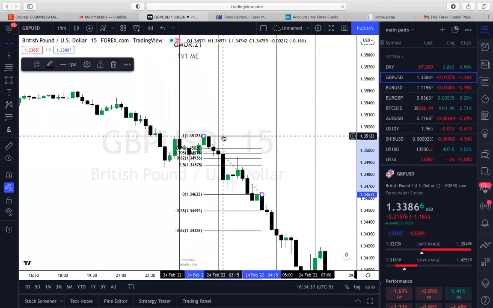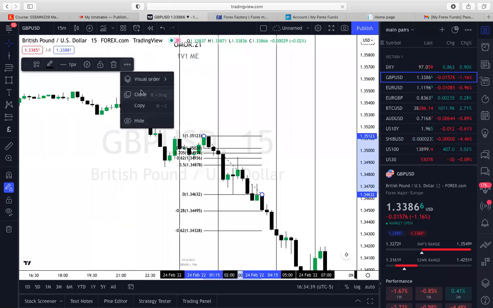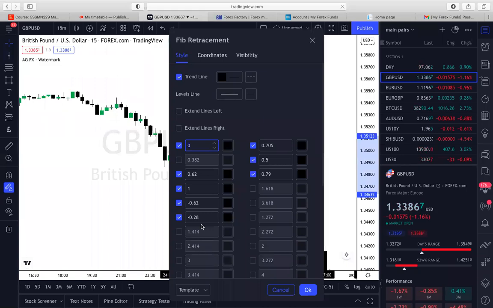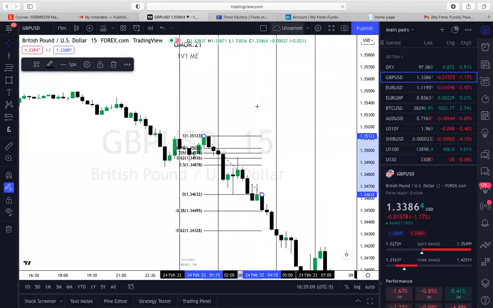Here's my fib settings. 0, I don't have this one on. 0.62, 1. You don't need these negative ones, by the way. On the right, 0.705, 0.5, 0.79. So we can take the negatives off. You don't need the negatives. I don't know why I have them, but they're not significant. The only ones you care about are these ones.